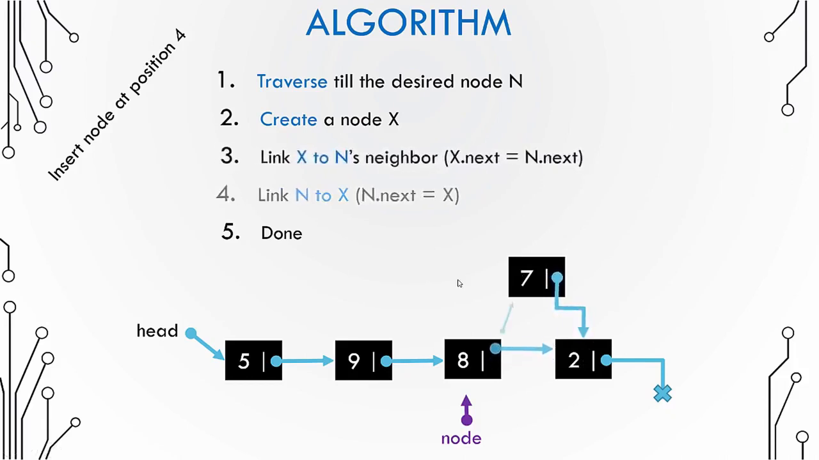Next we need to point 8 to 7, thereby connecting 8 and 7. So you have now inserted the node 7 at position number 4, and you have also ensured that the linked list is continuous. You have not broken the linked list. So this is a possible algorithm which can be followed in order to add elements at an arbitrary position.